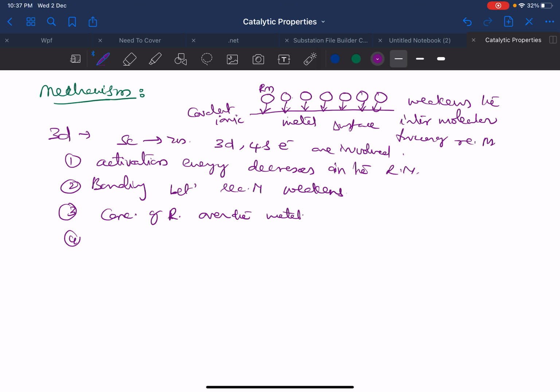And the fourth one is that transition metal ions can change their oxidation states. They will change their oxidation states, so they become more effective. By this process, they become a more effective catalyst. That is the mechanism involved in the catalysis by the transition elements.